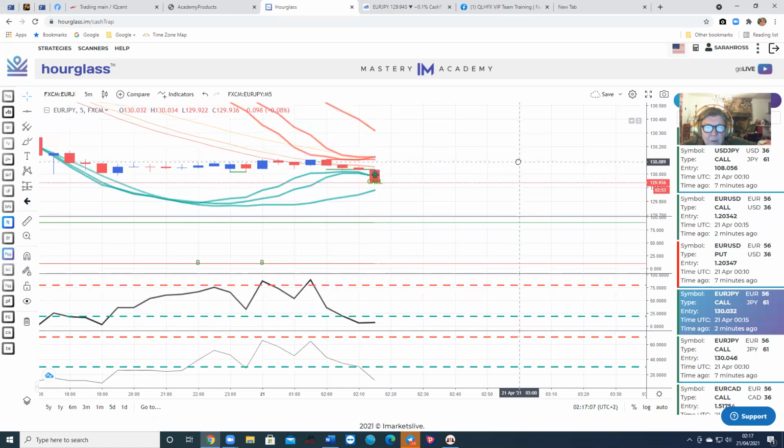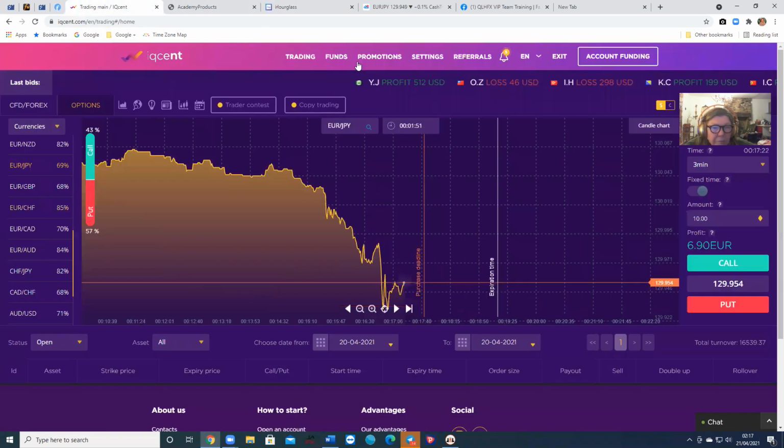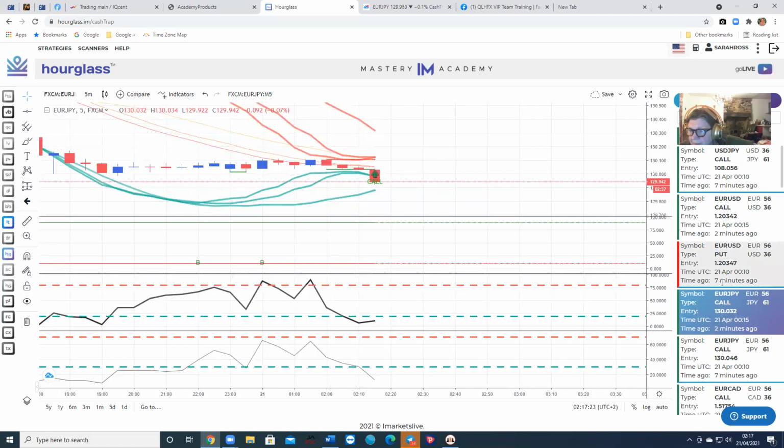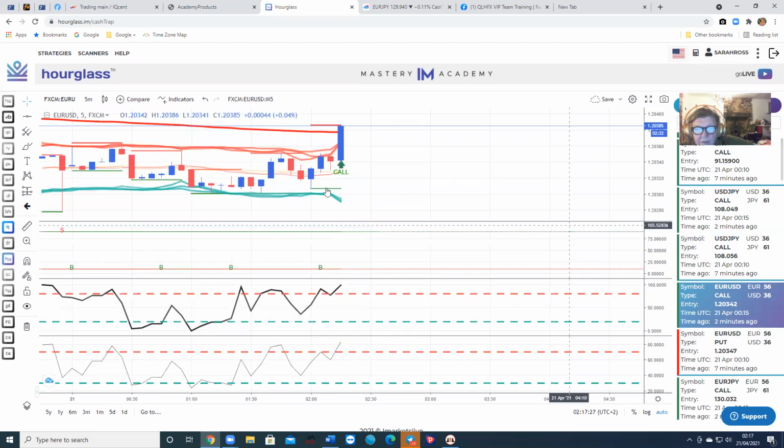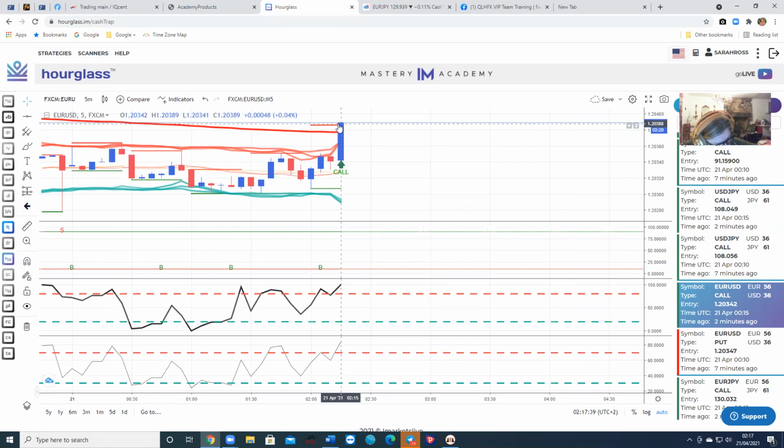So we'll leave EURJPY for the moment, and we'll look at something else. We'll go to EURUSD. I'll look on HourGlass first. EURUSD has given us a call 2 minutes ago. So if that's going up strongly on the euro, that means that the US dollar is selling off. It will move in the opposite direction, obviously.